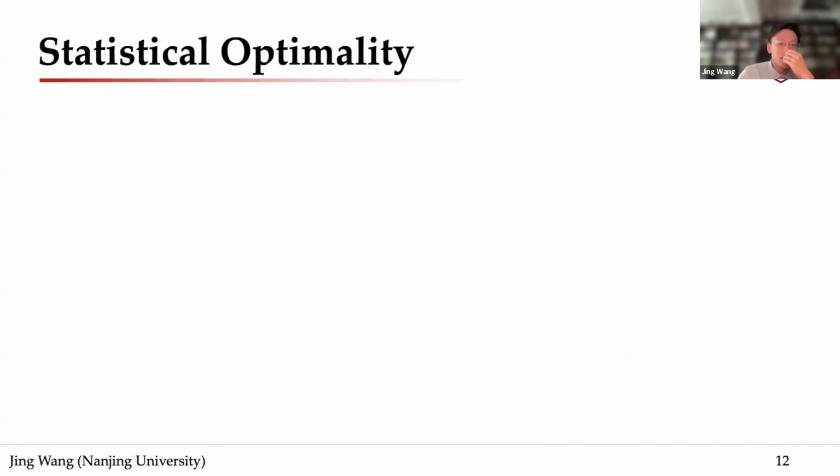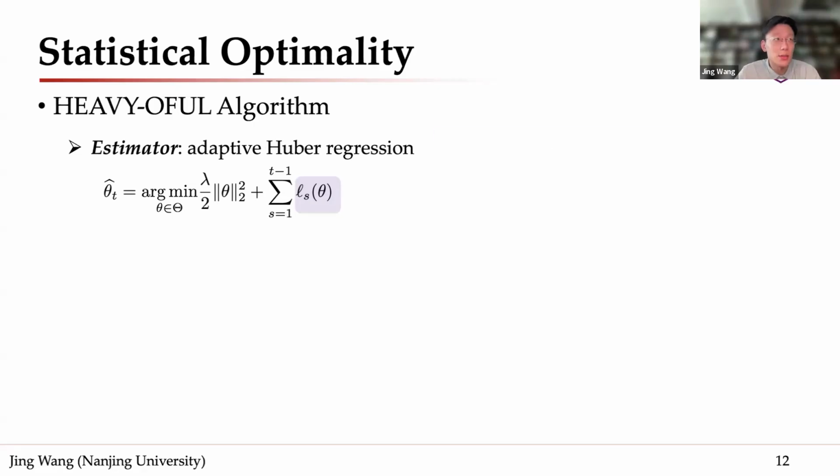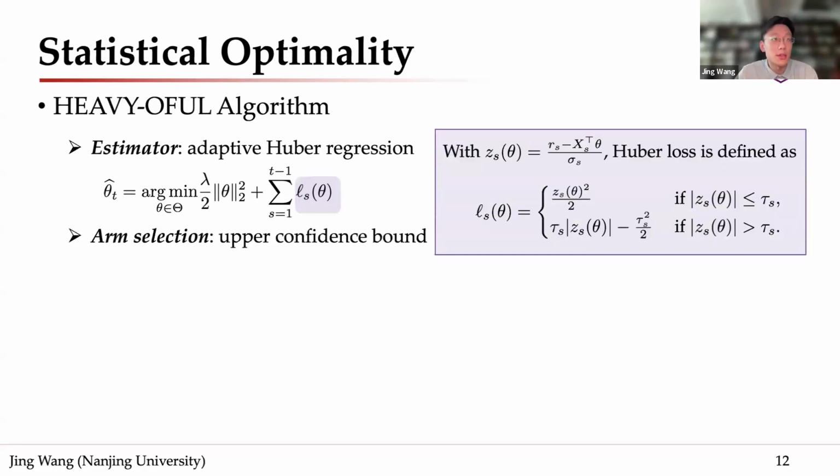And based on the Huber loss, there is already a paper published at NeurIPS 2023 that achieves a very good result. Their paper proposed the Heavy-OFUL. Heavy-OFUL just replaces the least square estimation with adaptive Huber regression in the linear UCB algorithm we just mentioned. So it uses adaptive Huber regression to do the parameter estimation and uses UCB to do arm selection. Here the L is the Huber loss, and sigma and tau are all used to control the threshold.